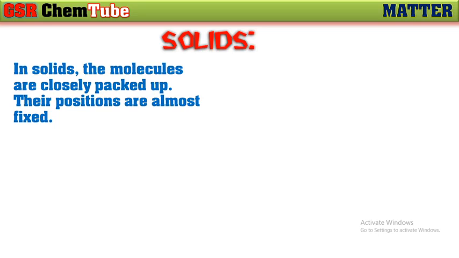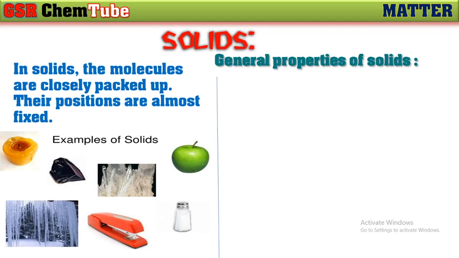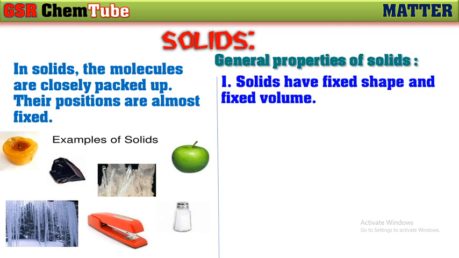Here we see about solids. In solids, the molecules are closely packed, means they are tightly packed. Their positions are almost fixed. For example, these all are examples of solids. In these, all the molecules are tightly packed one to another. Now let us see the general properties of these solids.